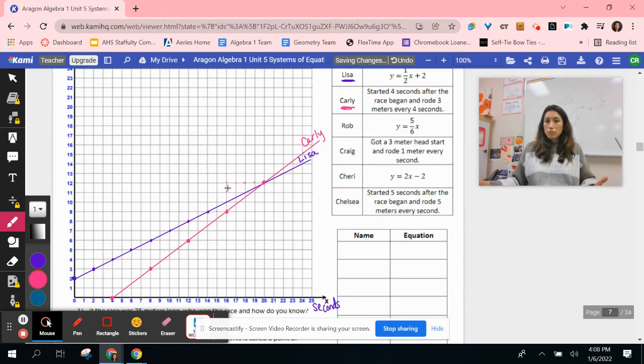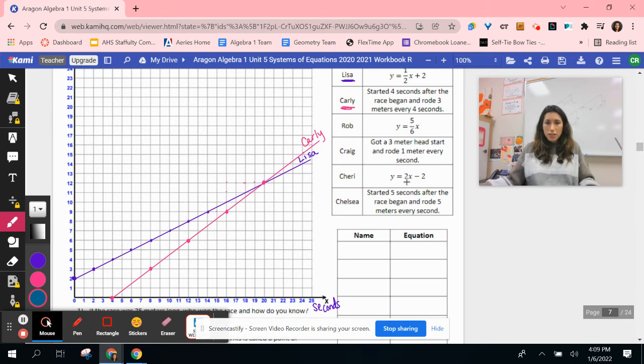Okay, go ahead and graph a line for Rob. We got y equals 5/6x. There's nothing being added after that, so you could almost imagine plus 0 here. Okay, and then a 3-meter head start. So that would be our y-intercept, and then we've got a distance of 1 meter every 2 seconds. So up 1 meter, 1 meter every second. So 1 to 1. So that's like a y equals x line. There we go.